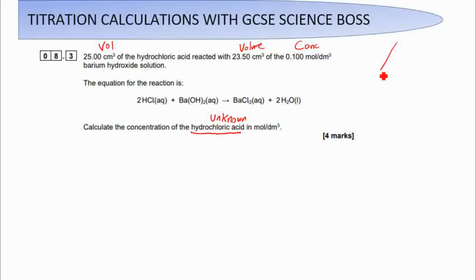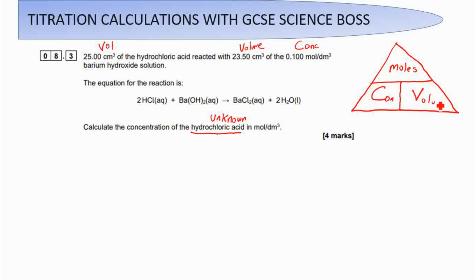You also need to know this equation when you're going to do a titration calculation. This is what I always say: if you're applying for a job, you always write a CV. Concentration and volume, they're beside each other, and at the top, you can have moles or you can have mass. So just remember concentration, volume. And concentration should always be in dm³.